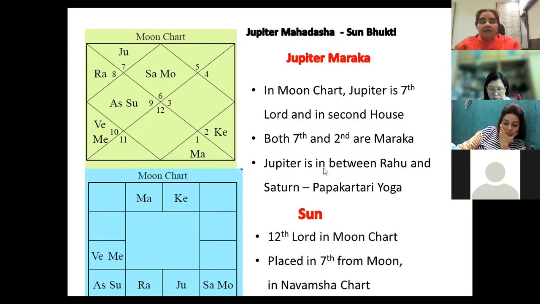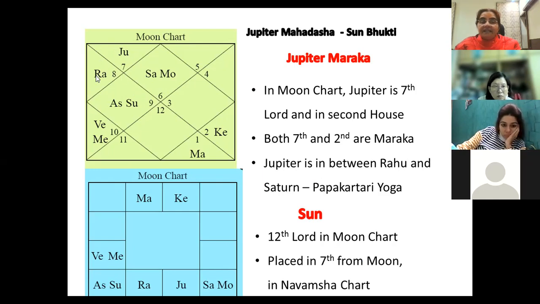Jupiter is another important thing. This you should also see in any chart. Jupiter is in between Rahu and Saturn. That is called Papkartri. You see Jupiter, one side is Rahu, another side is Saturn. It has two neighbors and both are malefic. That is called Papkartri.